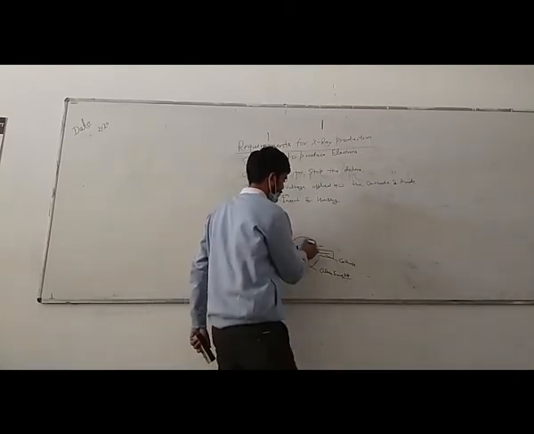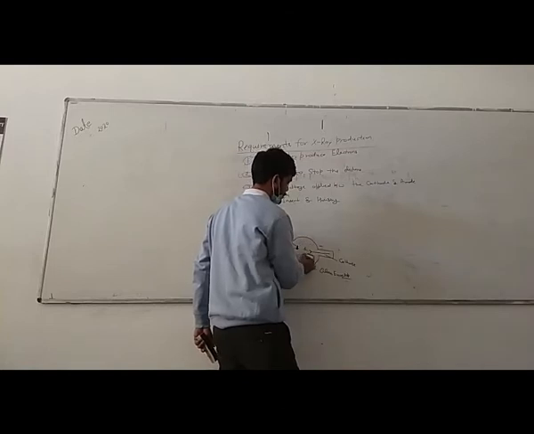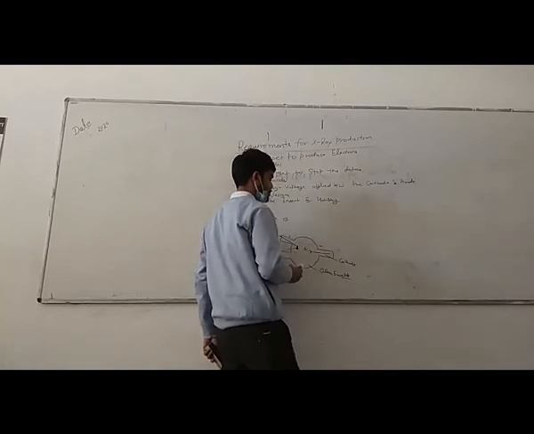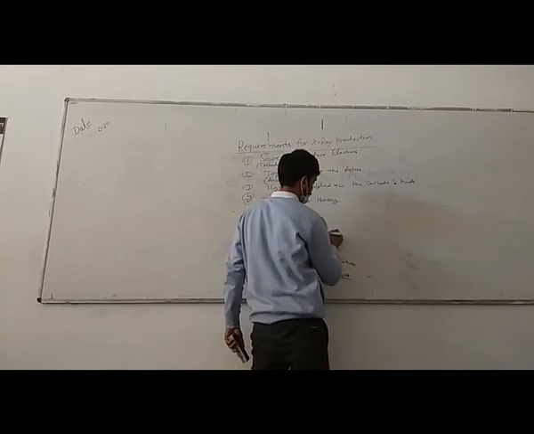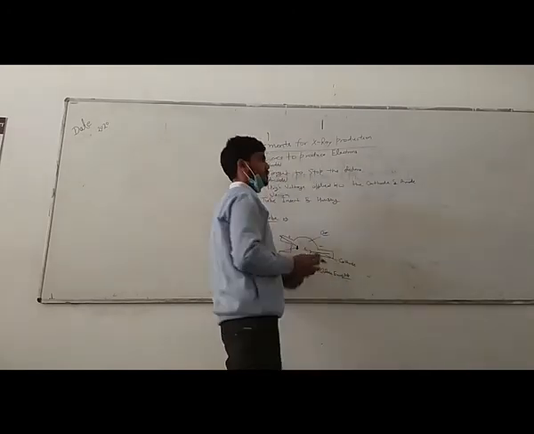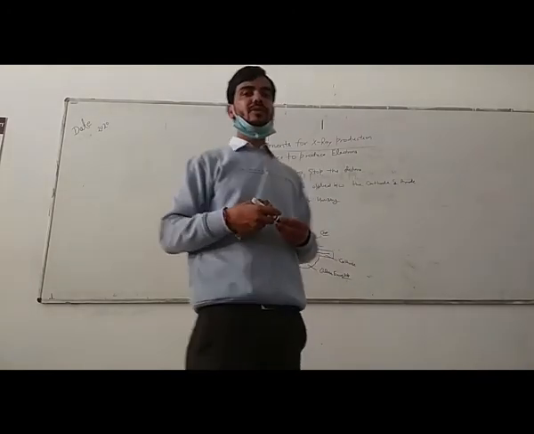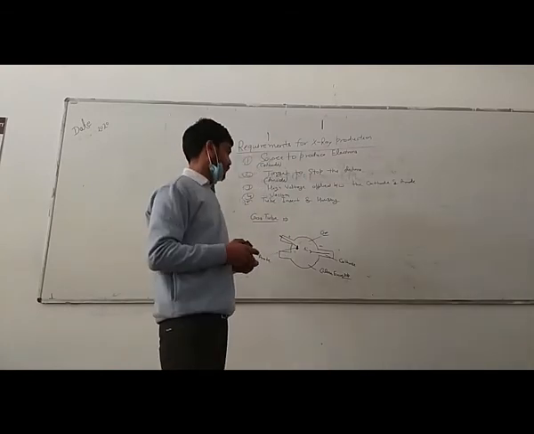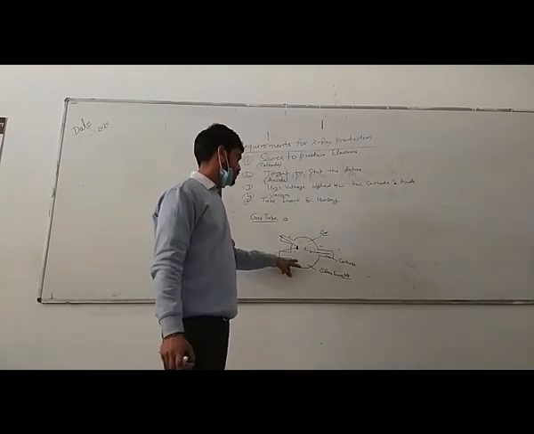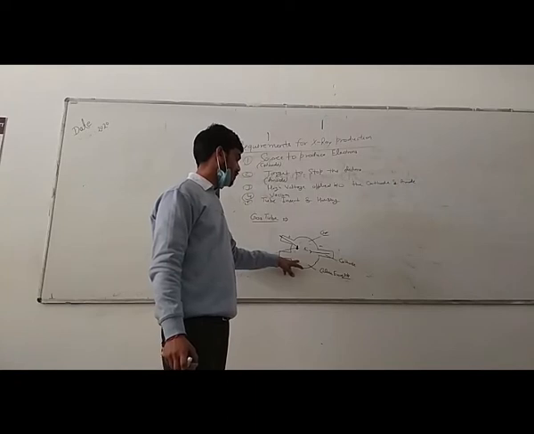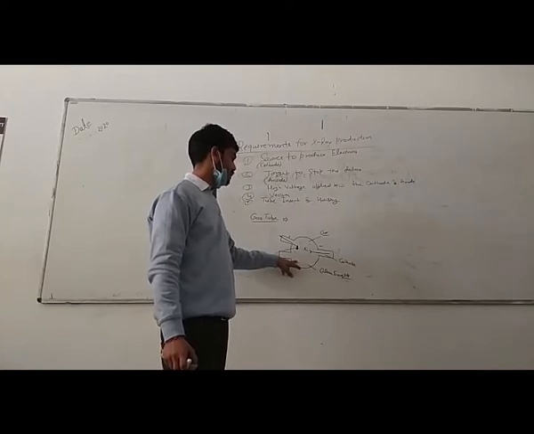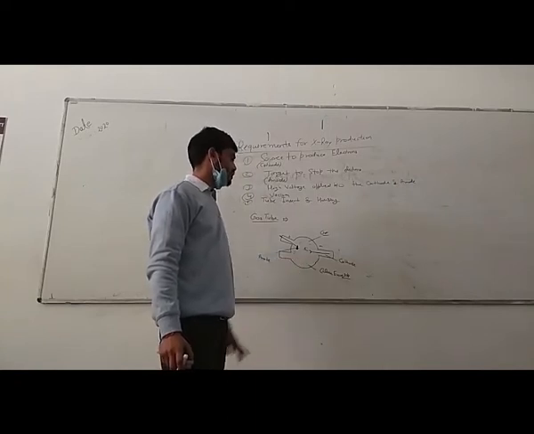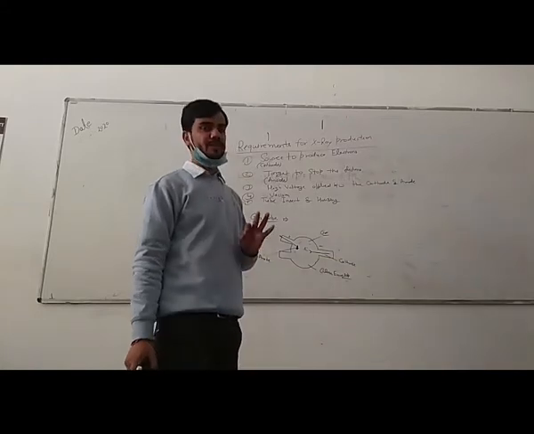A gas is filled in the X-ray tube, so it is called gas tube. Gas is filled in the X-ray tube, and a vacuum is required. Required vacuum is less than 0.001 mm of Hg.